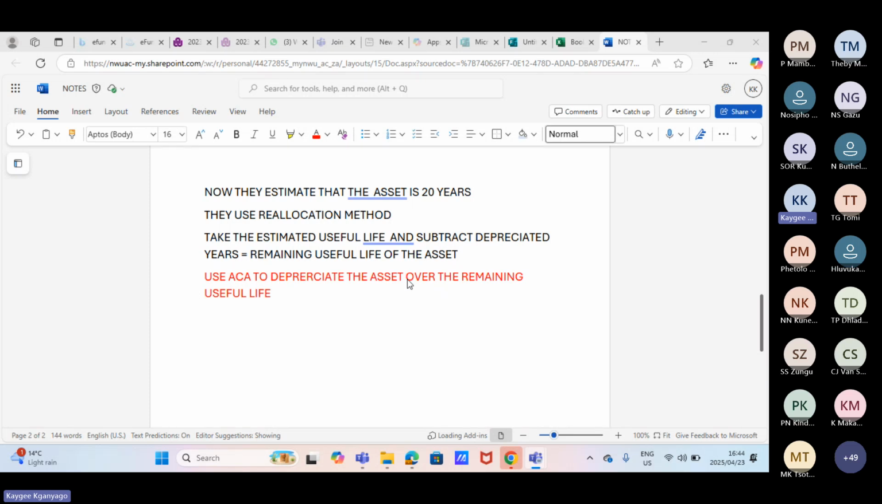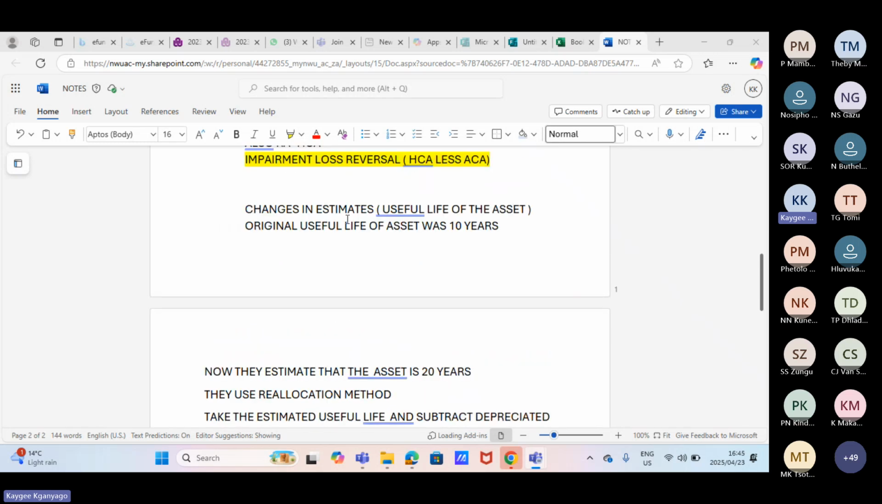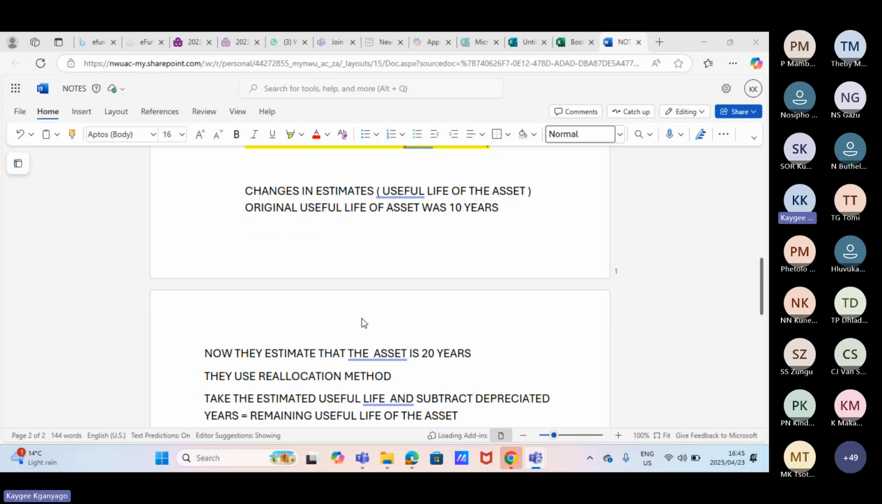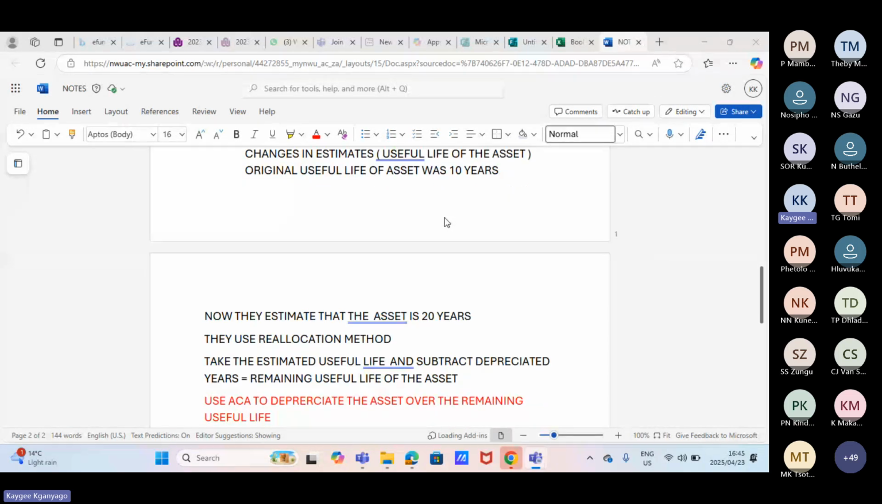I was saying with the catch-up method, you no longer say, okay, my original useful life was 10 years, now my estimated useful life is 20 years. Prior, we said the asset was depreciated for 5 years, so the remaining useful life on this 10 years was 5 years. But now we had the changes in estimates. They're now saying the estimated useful life is 20 years.